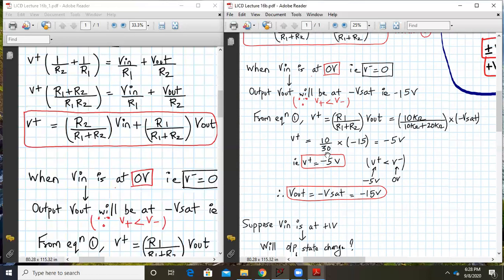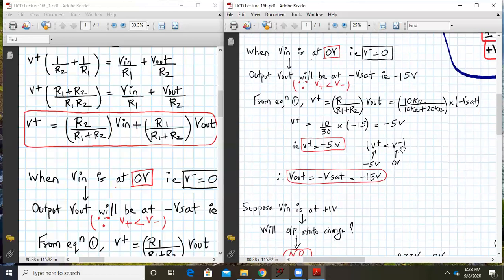So it will be 1 by 3 basically. So 1 by 3 into minus 15, you will get minus 5. So when V in is equal to 0, V plus is at minus 5 and V minus is at 0. So what can we say? We can say that V minus is greater than V plus. Again, confirming our proof, whatever assumption we have taken that output is at minus 15, it's correct.